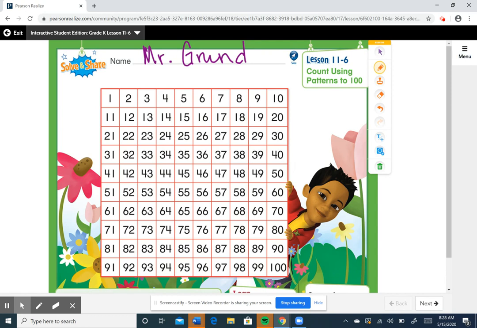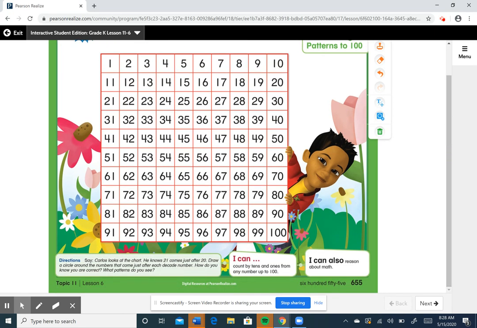Now, math, we are on lesson 11.6, and we are going to count using patterns all the way up to 100. So here we have Carlos. It says Carlos looks at the chart. He knows that 21 comes right after 20. Draw a circle around the numbers that come after each decade number. How do you know you are correct? What are the patterns?